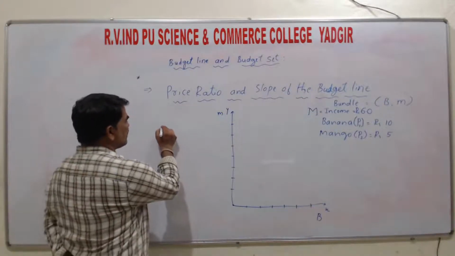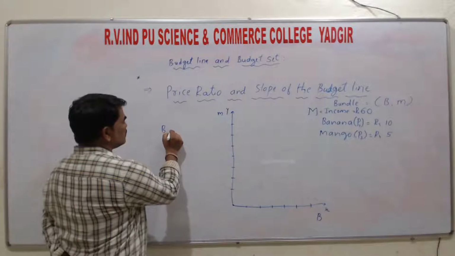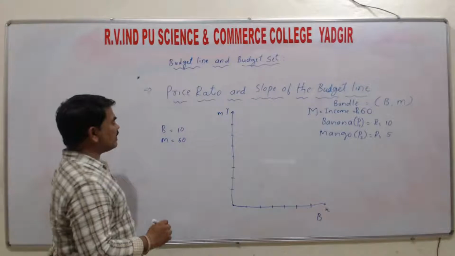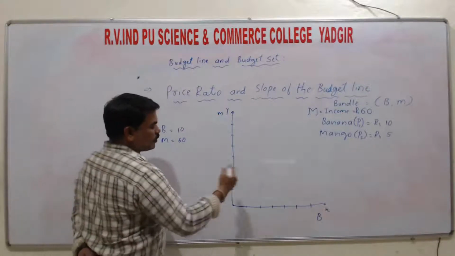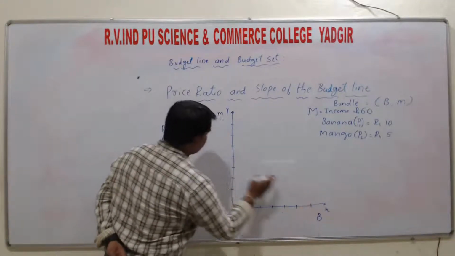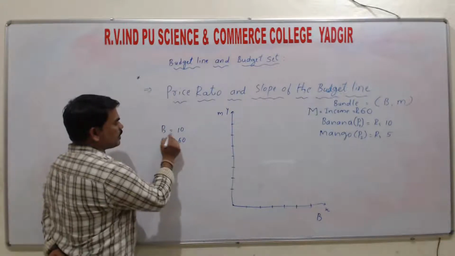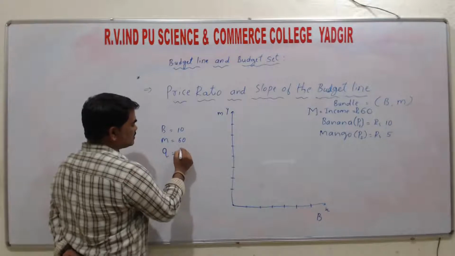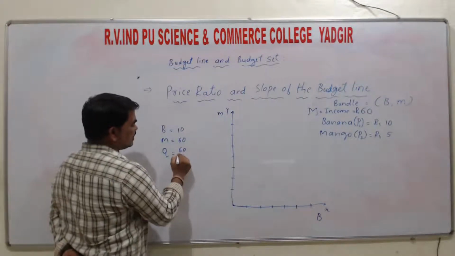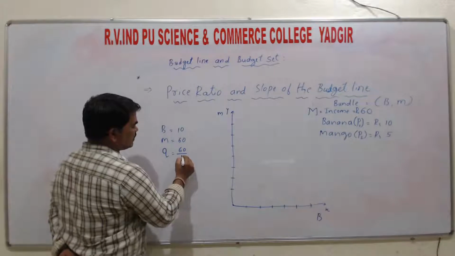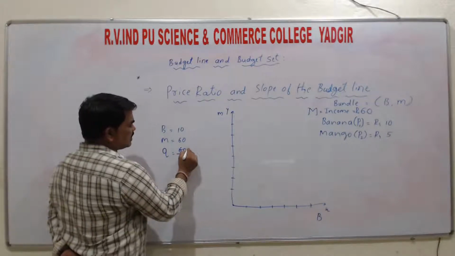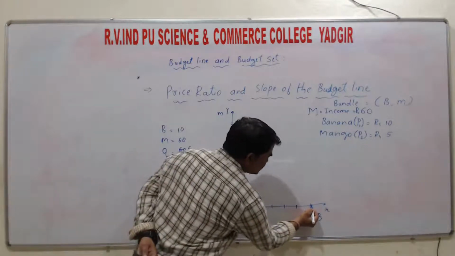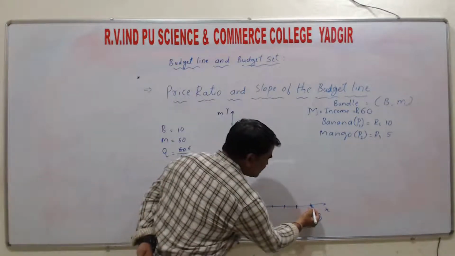Suppose the price of the banana is 10 and his income is 60 rupees. Correct? So if he wants to spend his entire income to buy bananas, what is the quantity he will get? The quantity is the income, that is 60, divided by the banana price. 10 ones are 10, 6 quantities. So if he spends his entire income, he will get 6 bananas.